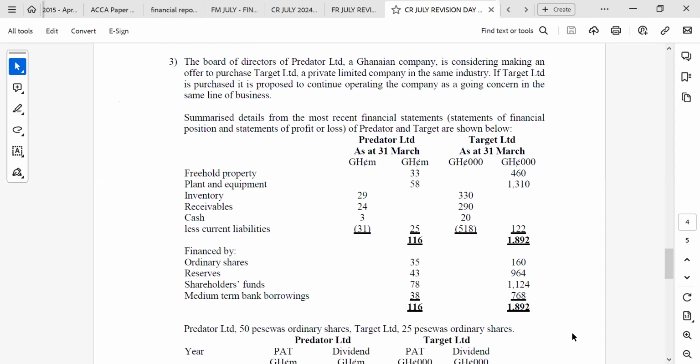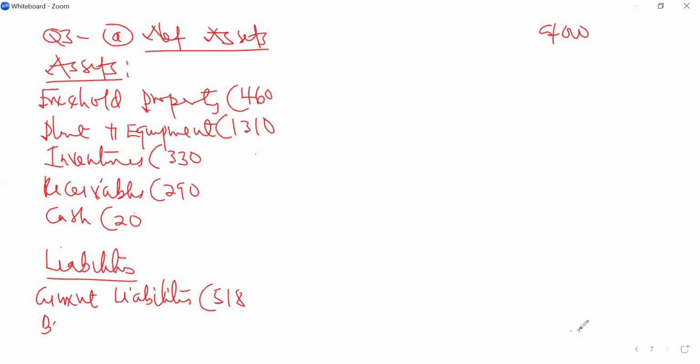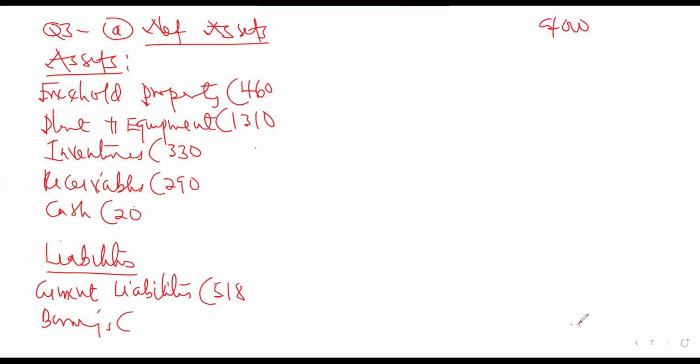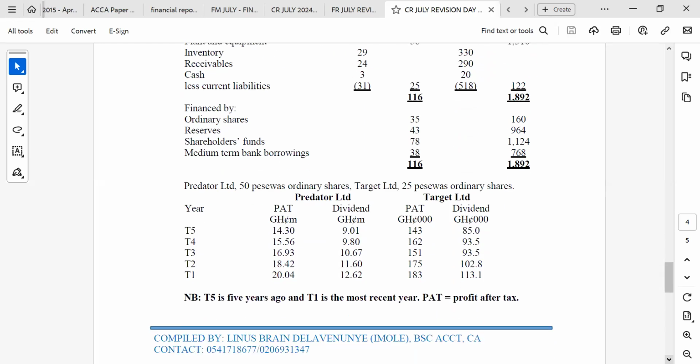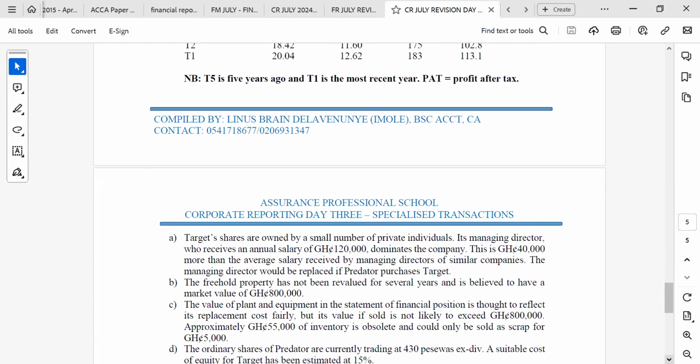Medium-term bank borrowings. So we can say borrowings. How much is it? 768. Okay. Let's come to A.